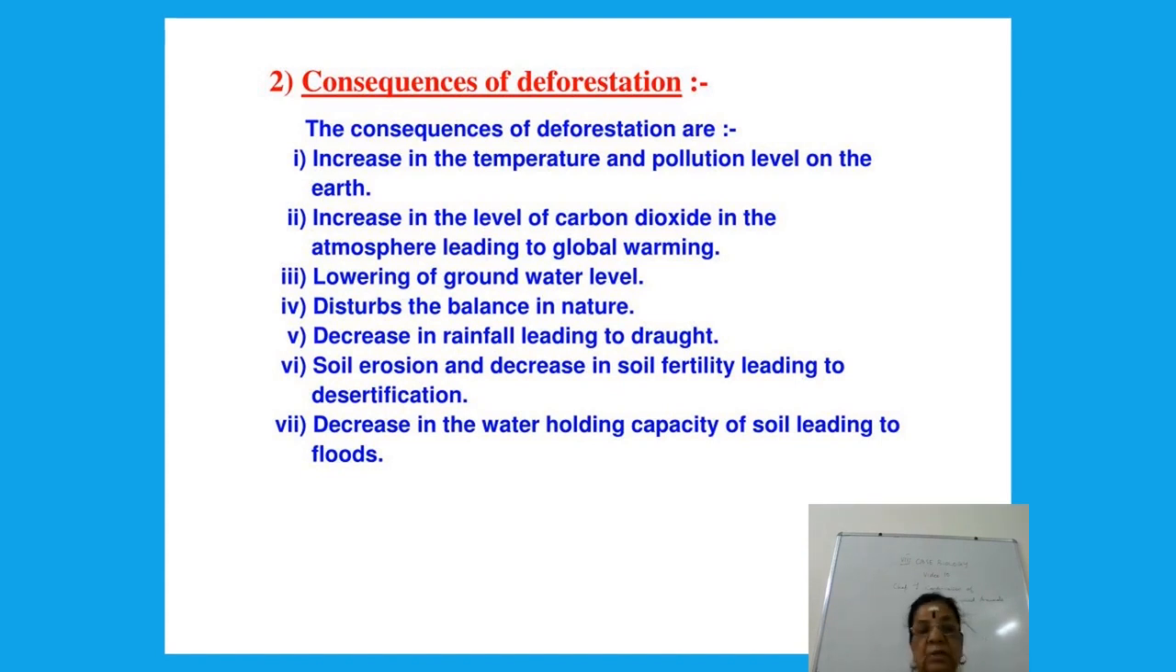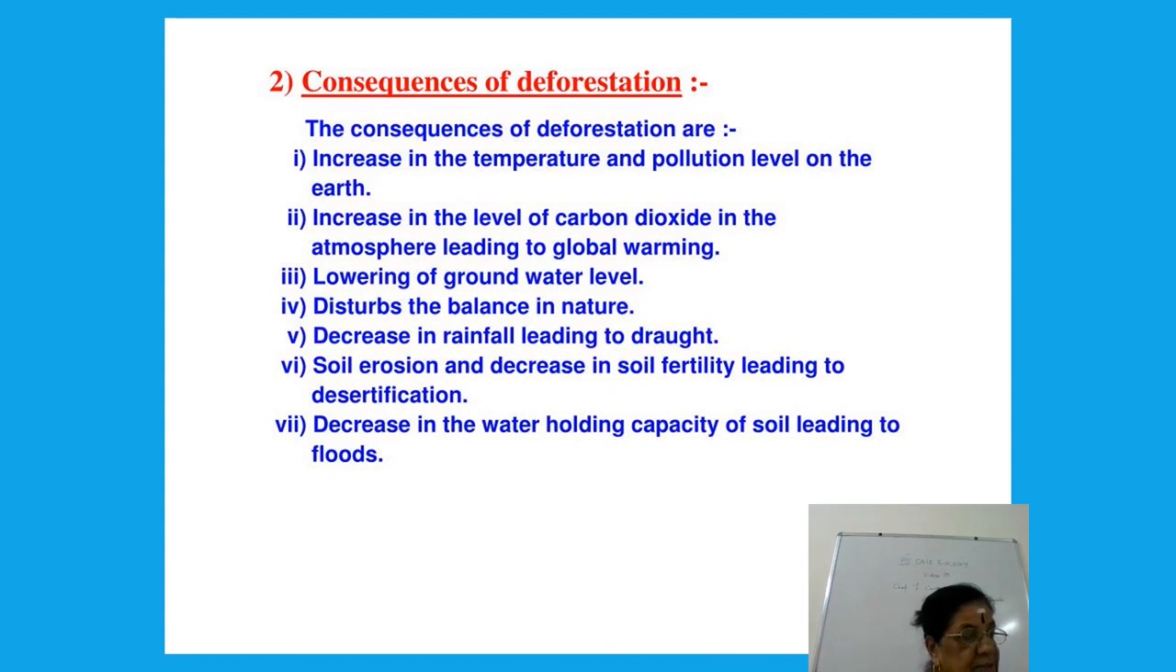This will lead to global warming, as carbon dioxide traps the heat reflected by the earth. The increase in temperature on the earth disturbs the water cycle and may reduce the rainfall. This will cause drought. I hope you understand this.